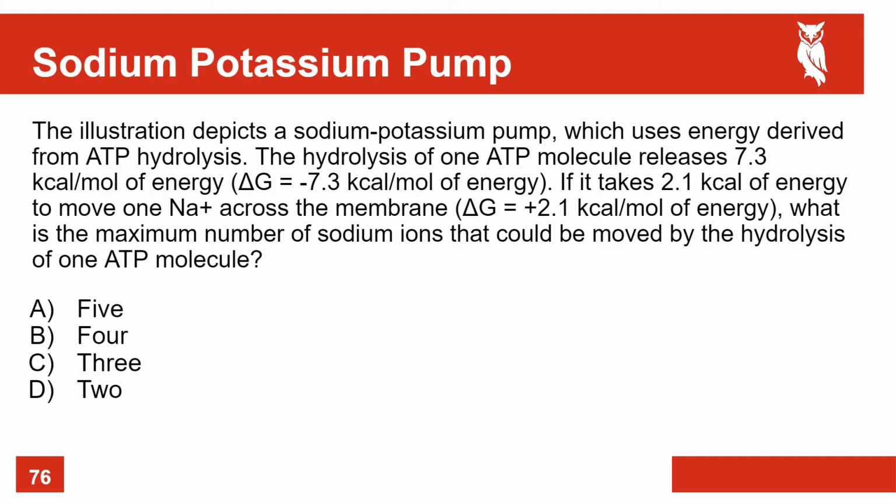Alright, the previous illustration depicts the sodium potassium pump, which uses energy derived from ATP hydrolysis. The hydrolysis of one ATP molecule releases 7.3 kilocalories per mole of energy. Delta G equals negative 7.3. It takes 2.1 kilocalories of energy to move 1 sodium across the membrane. Delta G is plus 2.1. What is the maximum number of sodium ions that can be moved by hydrolysis of 1 molecule?